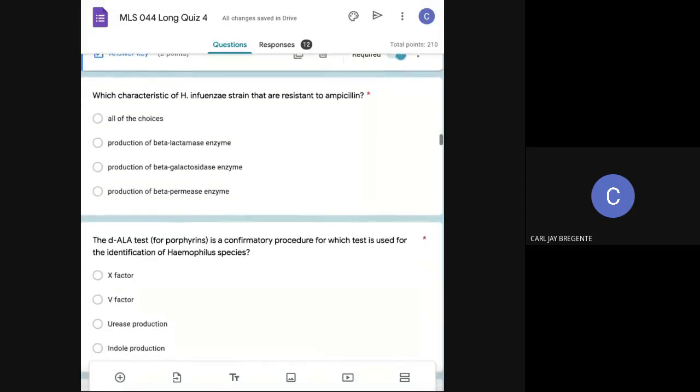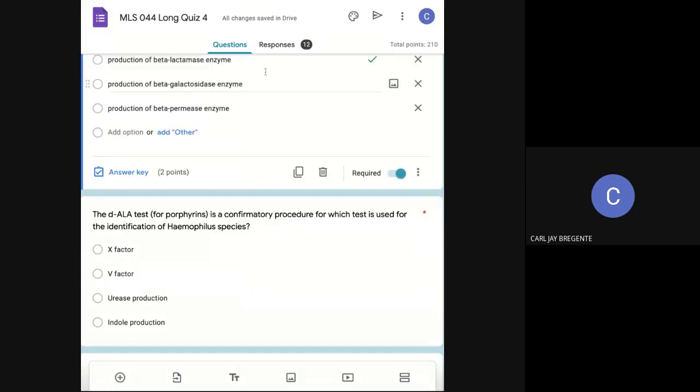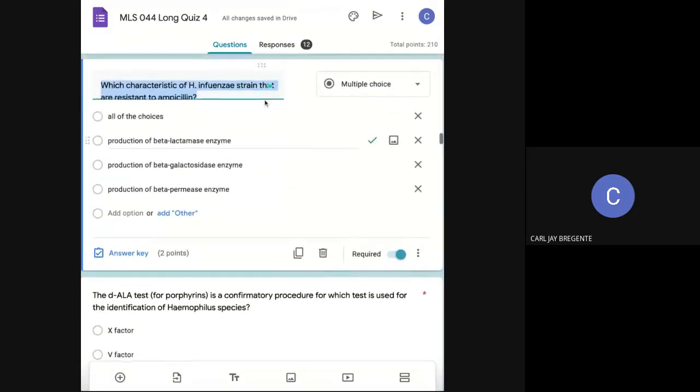Which characteristic of H. influenzae strains makes them resistant to ampicillin? So the answer is beta-lactamase enzyme. Remember your ESBL? So first, production of beta-lactamase enzyme. If ever the organism is resistant to ampicillin or penicillin derivatives, automatically they produce beta-lactamase enzyme. So you cannot use beta-lactam drugs.